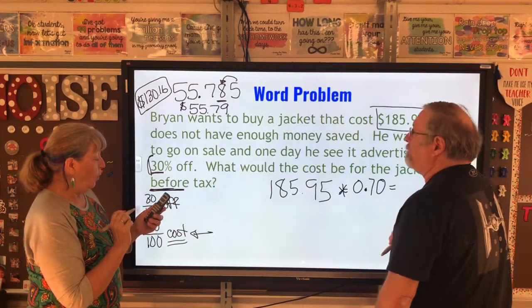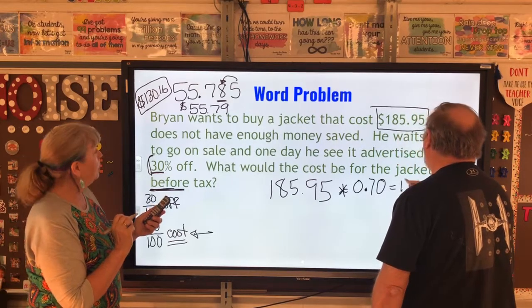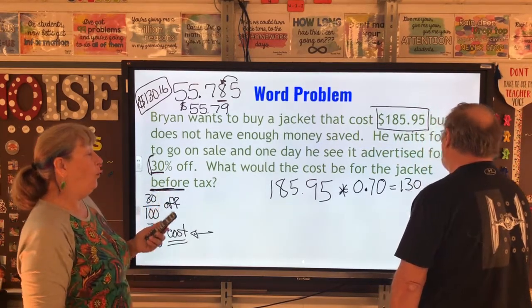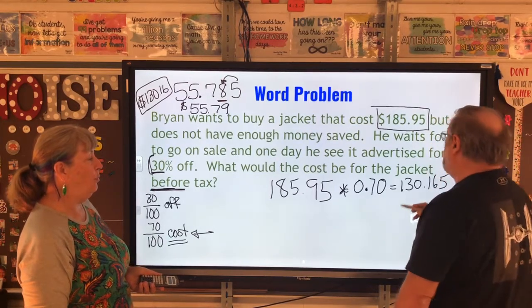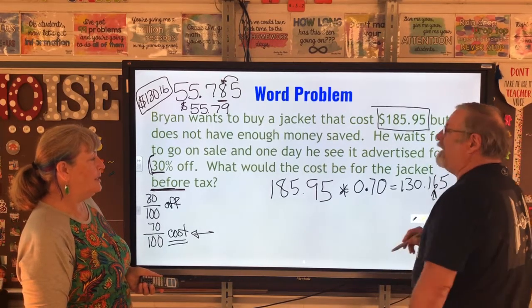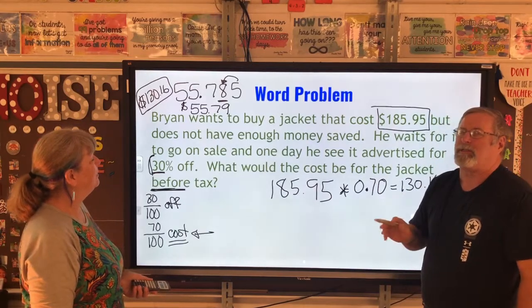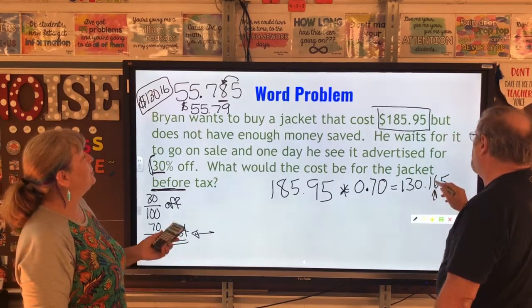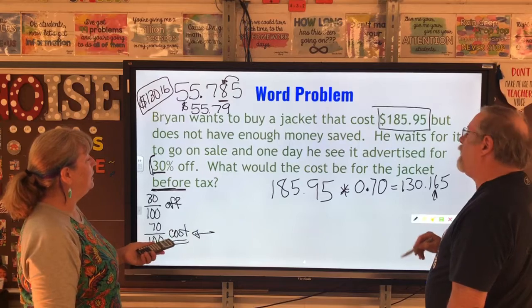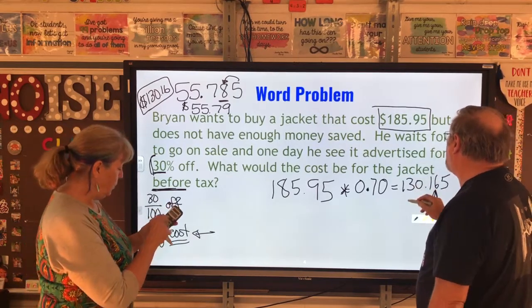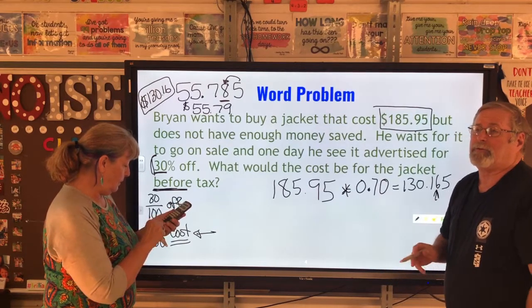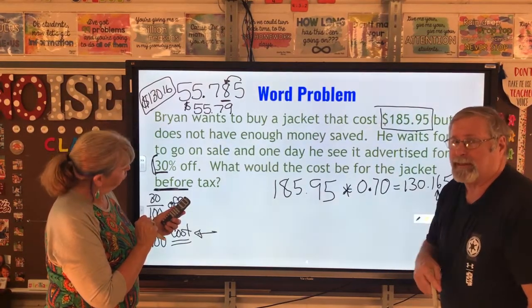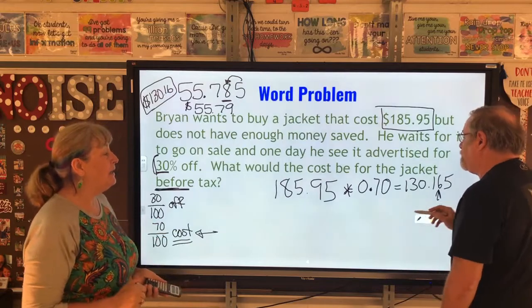What do I get? 130.165. Ooh. That's weird. Well, that's the way money works, though, right? When you start dealing with pennies. Oh, because there was the rounding. Yeah, it's just a rounding thing. So anyway, this becomes like an extra penny. But that's money. That's the difference between doing it by 30% or doing it by 70%. It happens.